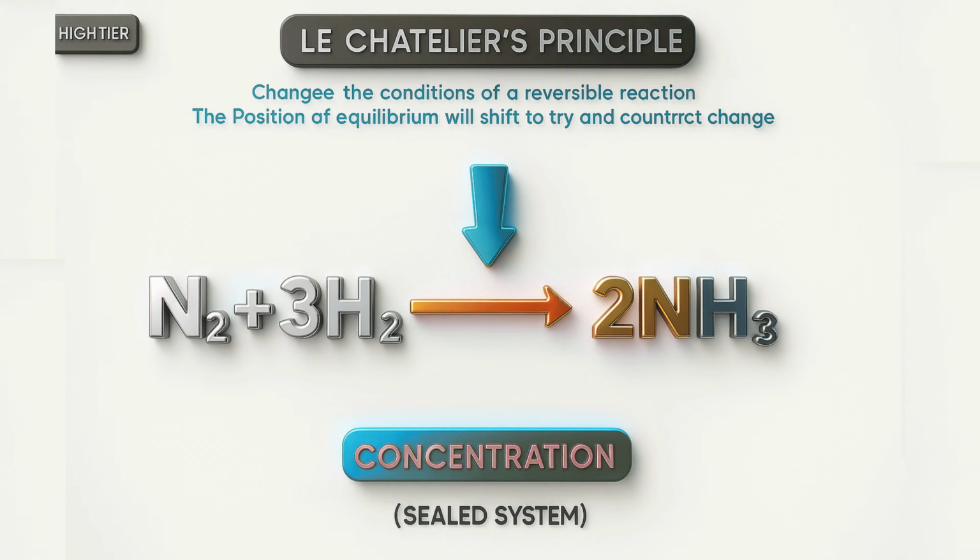To summarize, Le Chatelier's principle tells us that a reversible reaction at equilibrium will adjust its position to oppose any change in conditions. A decrease in temperature favors the exothermic direction. An increase in temperature favors the endothermic direction. An increase in pressure causes the equilibrium to shift to the side with fewer gas molecules, while a decrease in pressure does the opposite. Changing the concentration of a reactant or product causes the system to shift in a way that consumes the added substance or replaces the removed one.